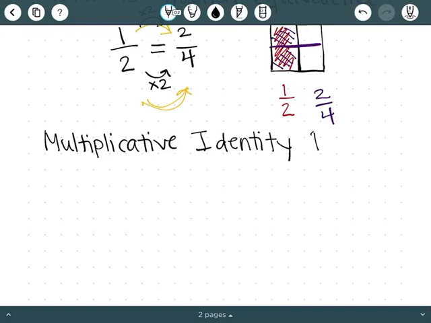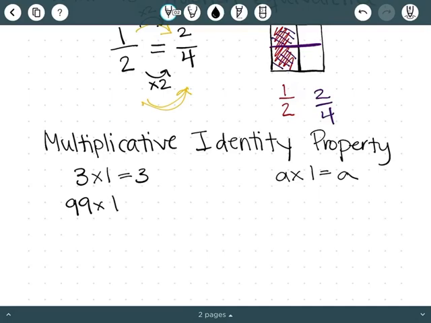So the multiplicative identity property is one that seems like a duh to most 3rd graders. And that's the idea that any number times 1 is itself. The generalizable way of saying this is a times 1 is a. And so kids will agree with you that 3 times 1 is 3, 99 times 1 is 99. And by the same notion, 1/2 times 1 is 1/2.